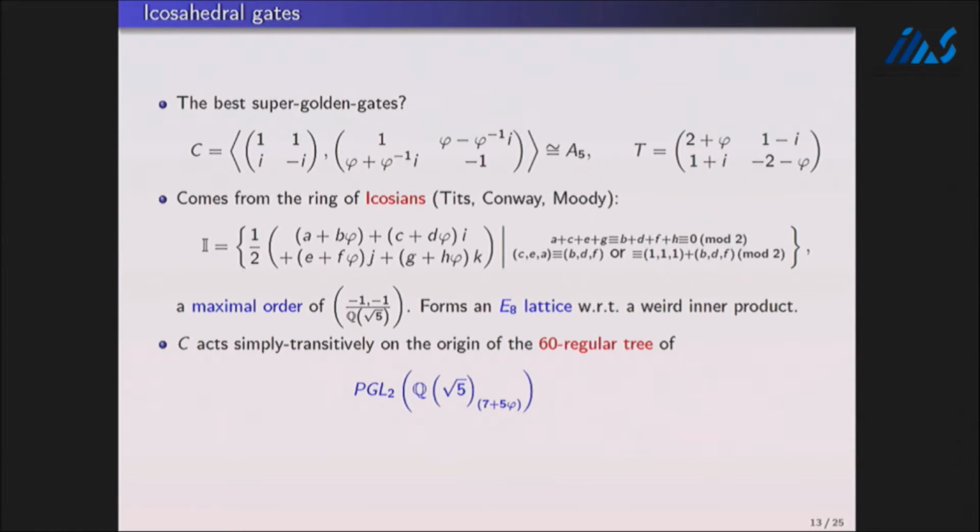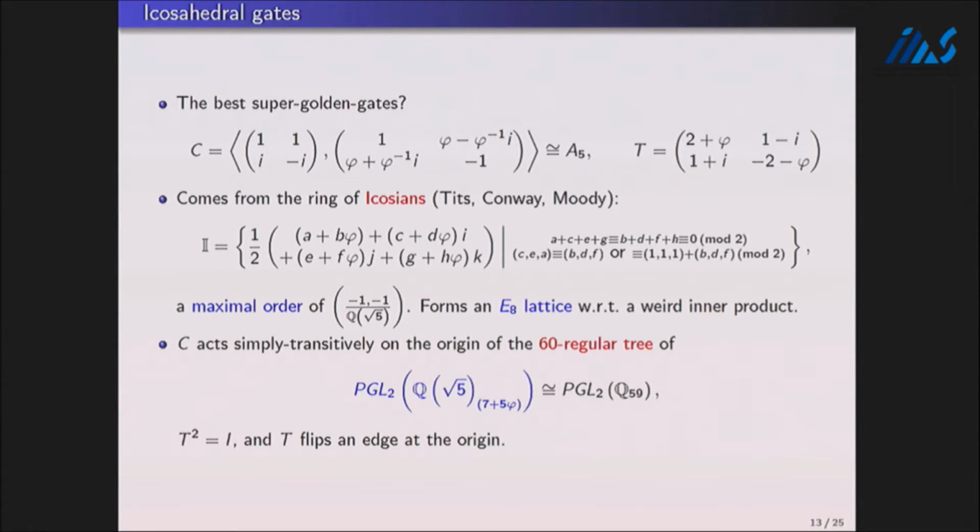So 7 plus 5 phi is just a prime factor of 59 in this field. So this is where it comes from. But it actually happens. I was quite amazed when I did the computation. And as Peter predicted, it really does this. And this is the same thing as PGL2 Q59, but you have to do it like this.